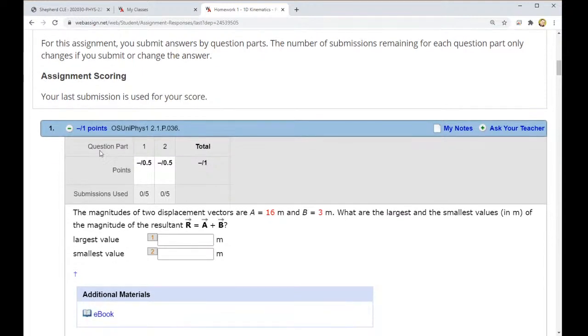And you can see how many submissions you use. So one of the good things about WebAssign is that if you submit a wrong answer, it's not over. You can make corrections and submit again, and get full credit if you get it right on a subsequent submission.